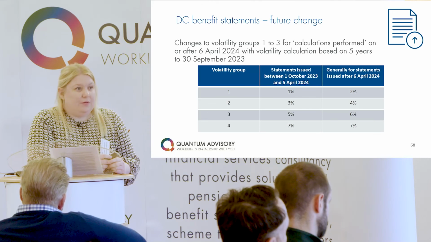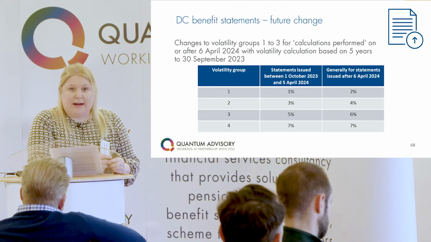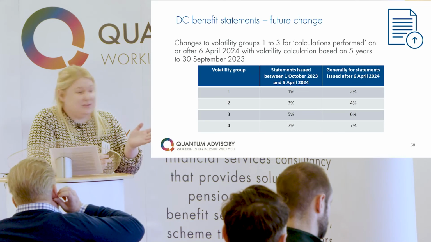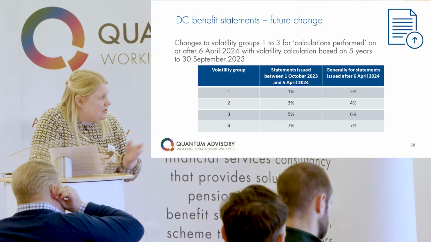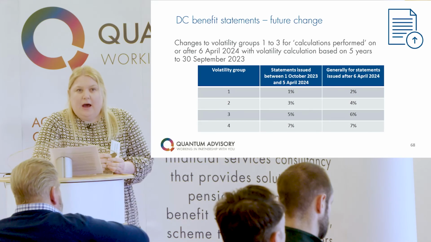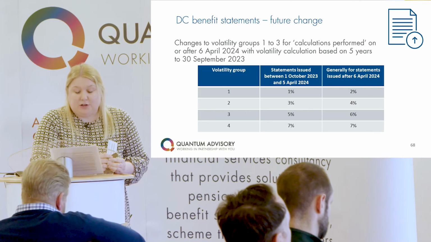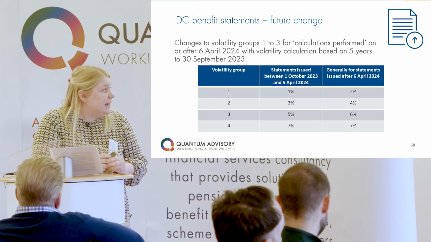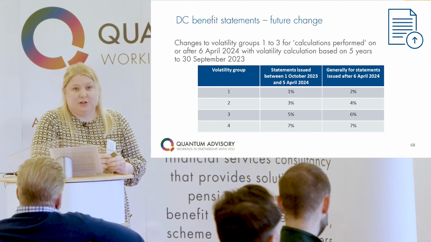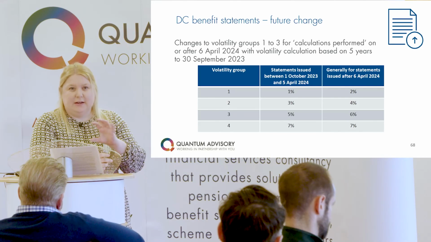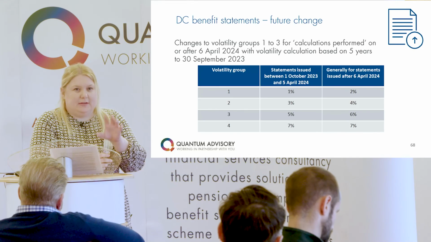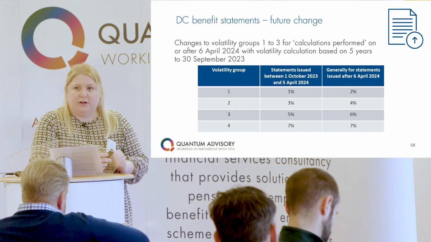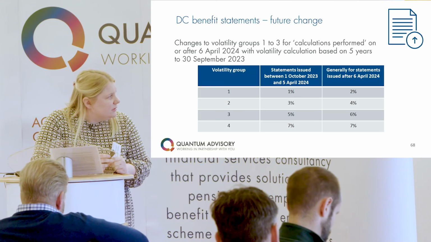So a lot of the responses to the consultation did raise this. Personally, my preference would have been for it to be the illustration date of the benefit statement. But the Financial Reporting Council has acknowledged the interpretation difference and decided to keep it as "calculations performed", as that's the wording specifically used within the AS TM1 standards in relation to the volatility groups.